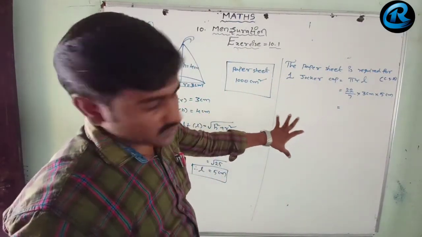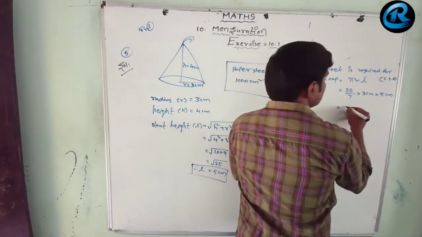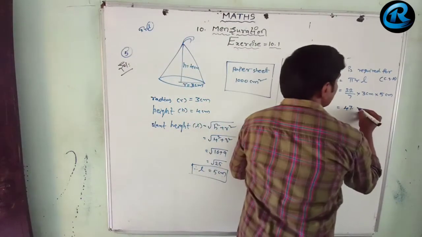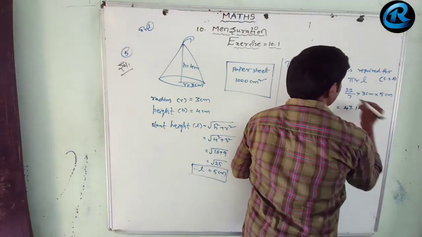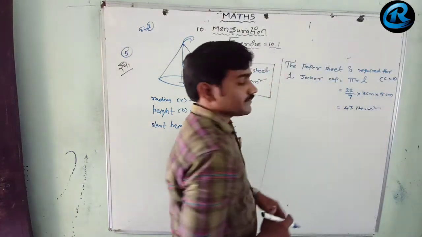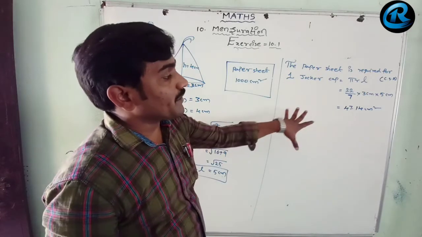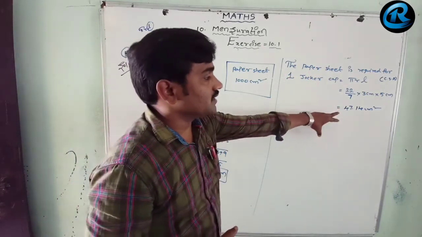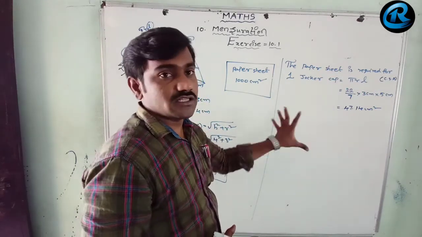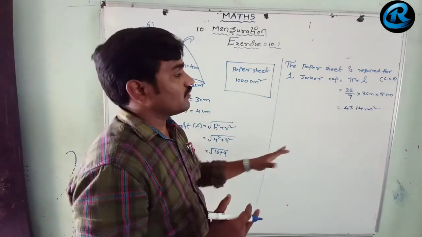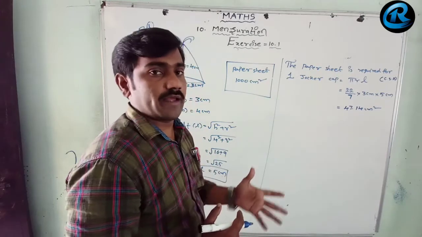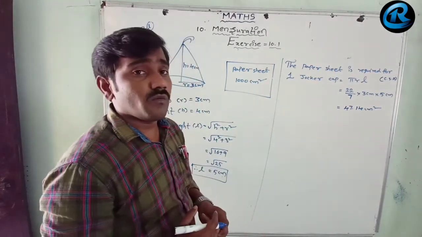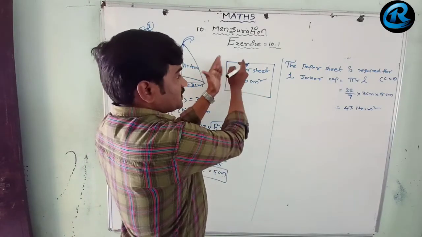Then when you multiply this all, I already simplified, so I will write 47.14 centimeter square. When you cancel, you get this. So this is the paper sheet required for one joker cap. The simplification I will write directly; if I go on with the simplification, it takes more time. So one joker cap takes this much place in the paper sheet.